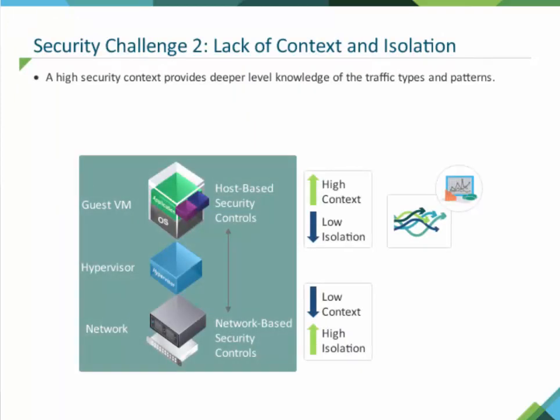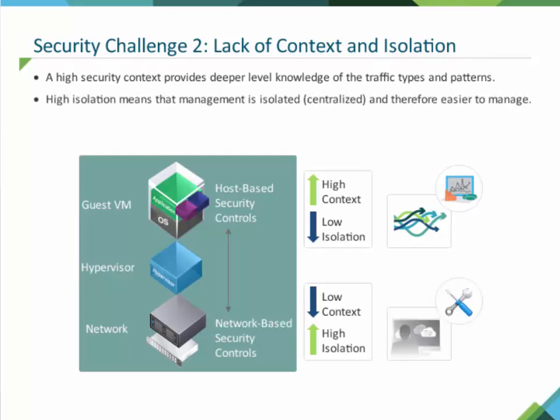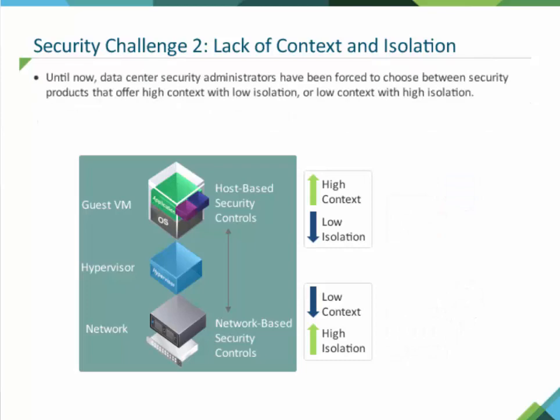A high security context provides deeper level knowledge of the traffic types and patterns. High isolation means that management is isolated, centralized, and therefore easier to manage. Traditional data center products have an inverse relationship between context and isolation. Until now, data center security administrators have been forced to choose between security products that offer high context with low isolation, or low context with high isolation.